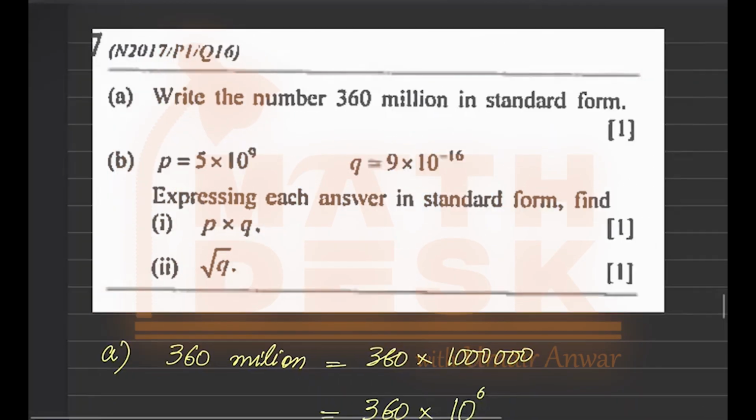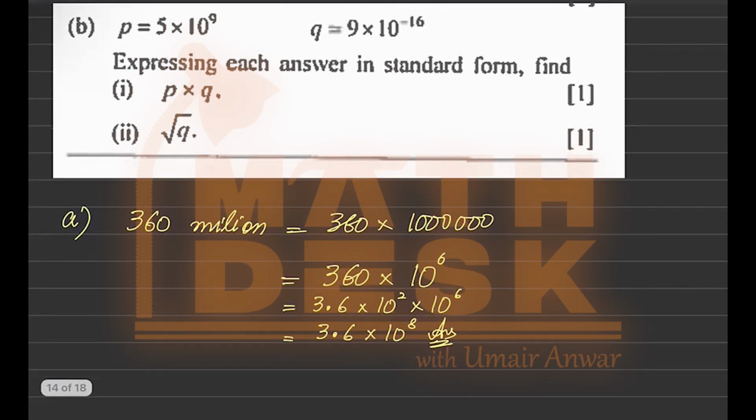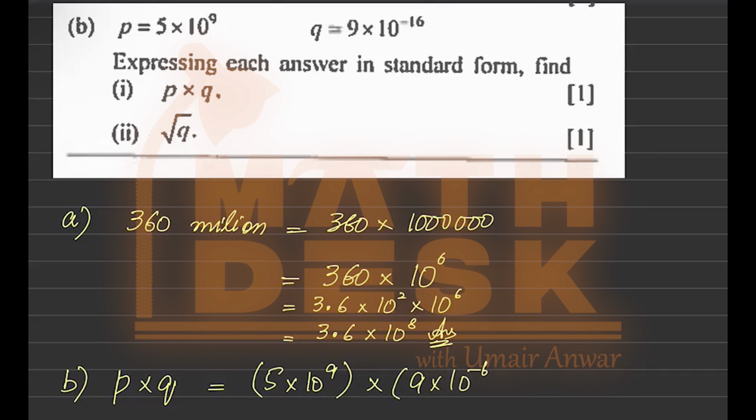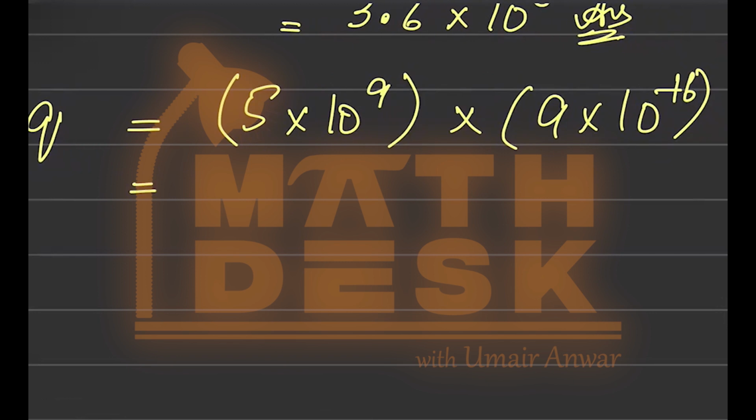In part B, it says P is equal to 5 into 10 raised to 9. Q is equal to 9 into 10 raised to minus 16. Expressing each answer in standard form, find the value of P multiplied by Q. P multiplied by Q means 5 into 10 raised to 9 multiplied by 9 into 10 raised to minus 16. Now, the multiplication would take place in a way that 5 should be multiplied by 9, and then 10 raised to 9 would get multiplied by 10 raised to minus 16.